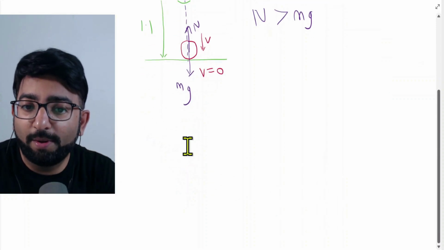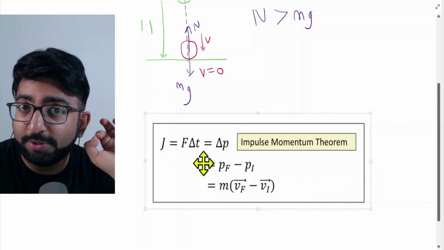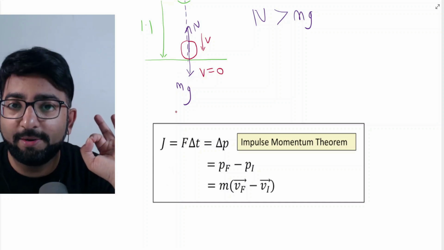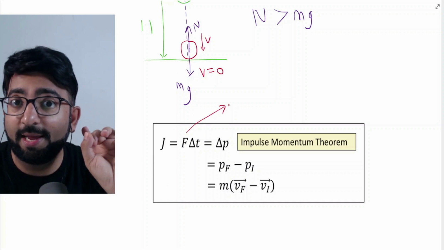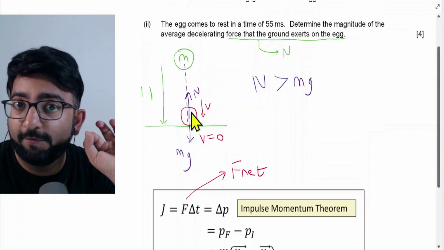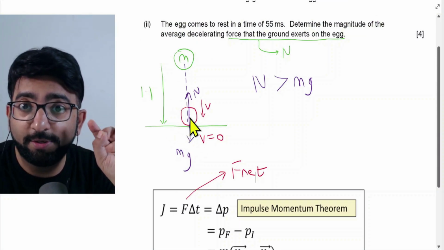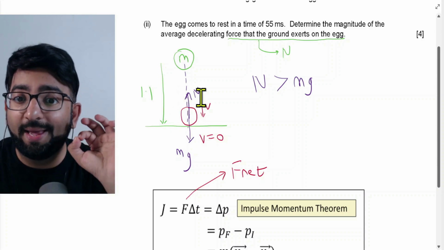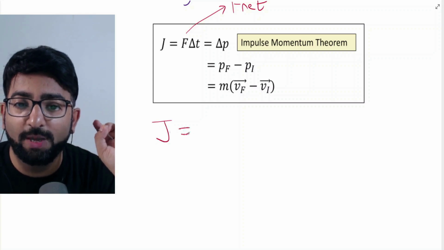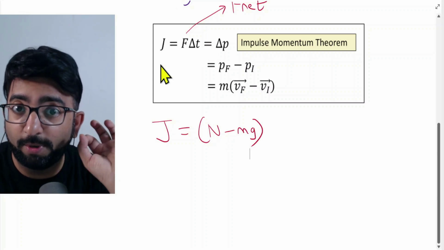We again go to the impulse momentum theorem, which states that J is equal to F delta t, which is equal to the change in the momentum. But the catch here is that F is not just any force. F is the net force which is acting on the object. So in this case, if you look at the free body diagram, mg, the weight, is acting downwards and the normal reaction is upwards. So the net force will be N minus mg. So that will be the value of J. So let's write down J will be equal to N minus mg, which is the net force, multiplied by time.